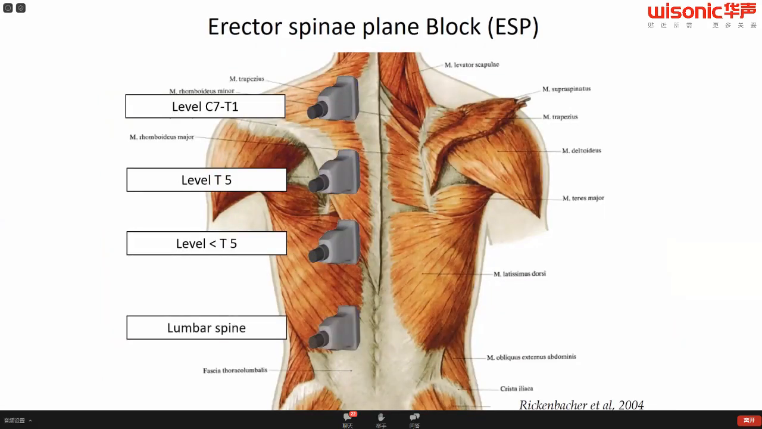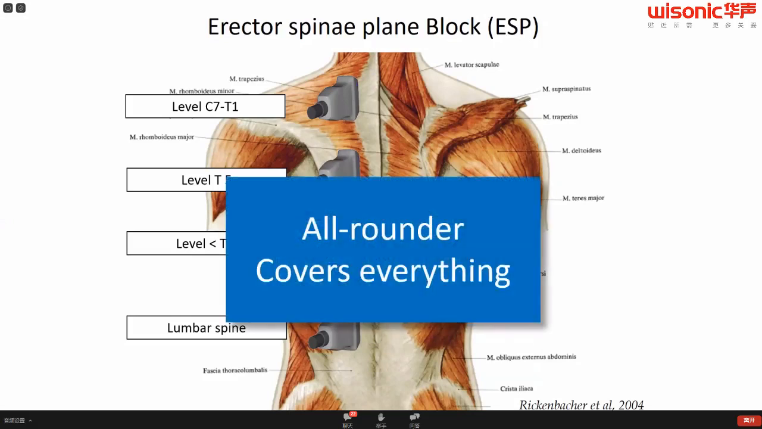We know now that we can do an erector spinae plane block not only in a thoracic area at a level of T5. The ESP block can be done higher at the level of C7, T1, and lower T1 and in the lumbar spine area. So this block seems to cover everything. It's a so-called all-rounder among the truncal blocks.